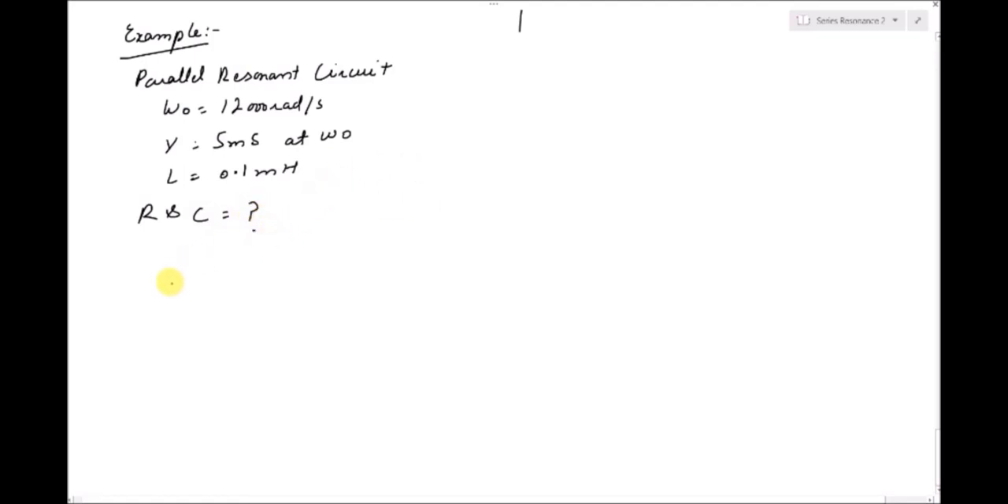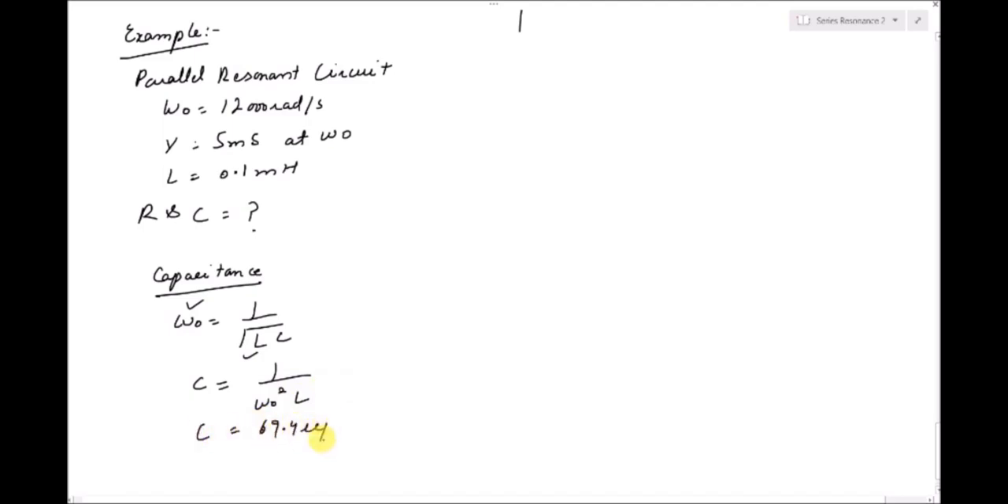Now first we can calculate the capacitance value. From the resonant frequency formula, omega naught is equal to 1 over root LC. We know the resonant frequency value and inductance value. From here we can calculate the capacitance, which is equal to 1 over omega naught squared L. The value will be 69.4 microfarad.